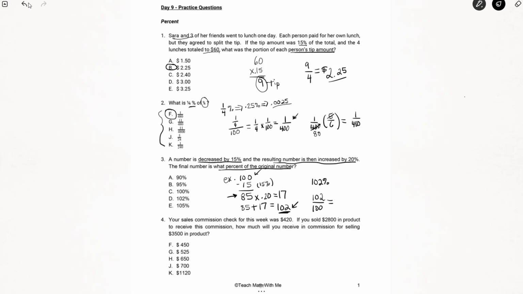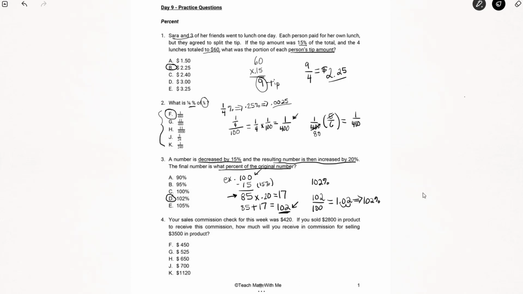If you don't see this right off, we get 1.02. This is the decimal version. Change that to a percent by moving the decimal point 2 places to the right, and you get 102%, which is answer choice D. Now let's look at question 4.